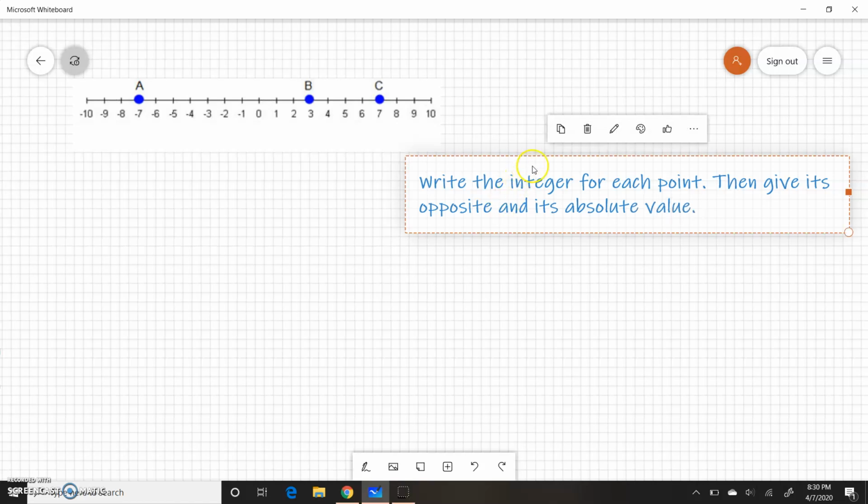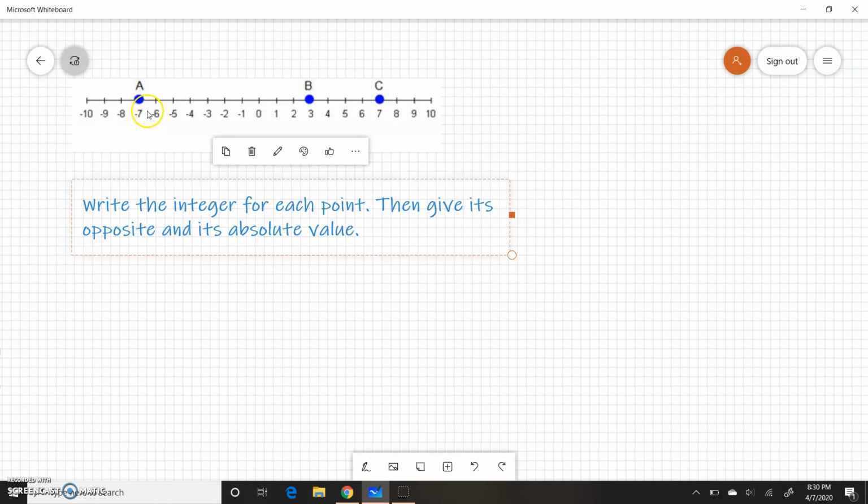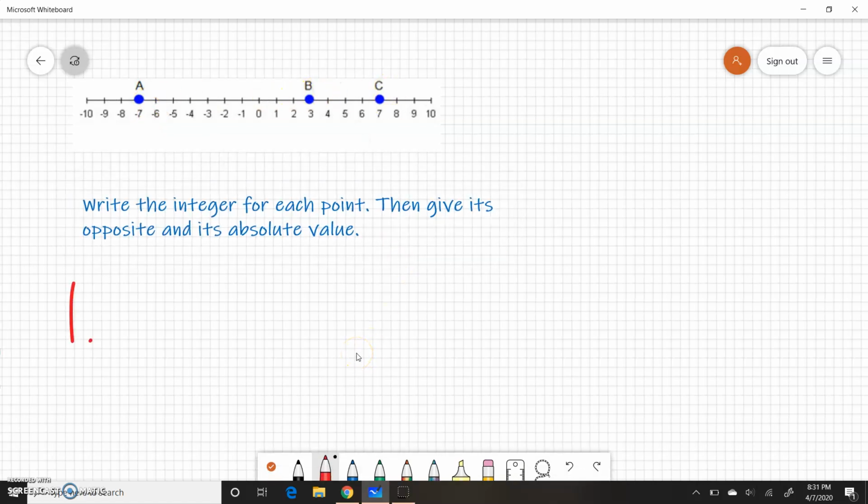Okay. So I'm going to do 3. I'm going to do point A, point B, and point C. So I'll start with point A. Let's do number 1, point A. The directions say write the integer. So A is on -7. That's the integer. Then give its opposite. Okay, the opposite of -7 is 7. Then it says and its absolute value. So how far is -7 from 0? Oh, it's 7 spots. Okay, number 2, B.